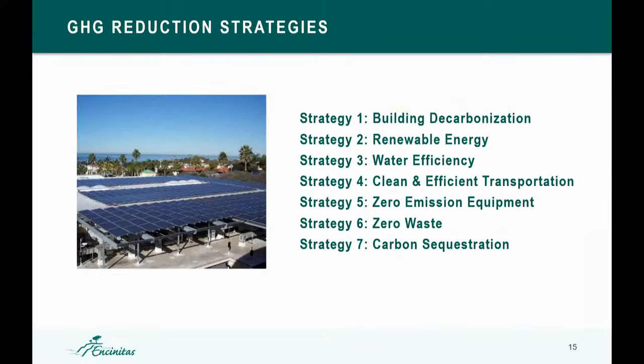So in summary, the greenhouse gas reduction strategies are as shown on the slide. The strategies have not changed significantly from the prior CAP. They're roughly the same categories with a few new naming conventions. Strategy 1 is related to building decarbonization. Strategy 2 is renewable energy. 3 is water efficiency. 4 is clean and efficient transportation. 5 is zero emission equipment. 6 is zero waste. And 7 is carbon sequestration. And within those 7 strategies are housed the 32 measures that make up the climate action plan.